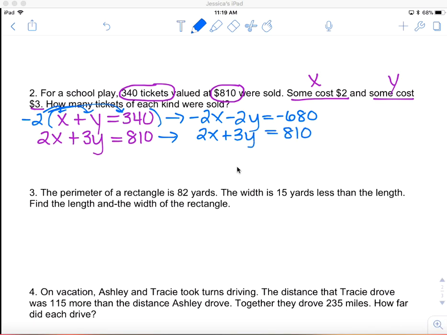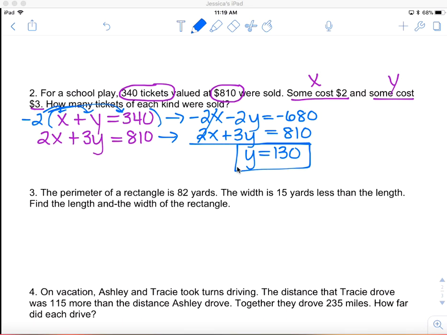Now I'm ready to eliminate. So I'm going to add this together. My x's cancel, and -2y plus 3y is 1y. -680 plus 810 is 130. So I have 130 of the tickets that cost $3. I want to know each kind of ticket though.